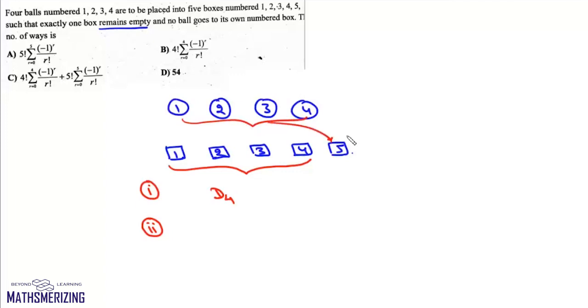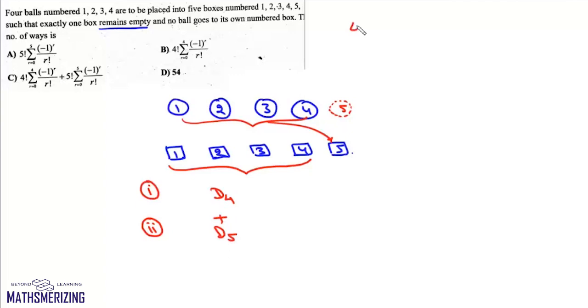Now we'll consider the second case when any one ball out of 1, 2, 3, 4 goes to 5. So what we'll do is we'll assume an imaginary ball 5, and then we'll consider derangement of these 5 objects, and it can be done in simply D5 ways. So wherever this 5th ball goes, that box will be empty, and any one of these 4 can go to box number 5. So the total number of ways is given by D4 plus D5.